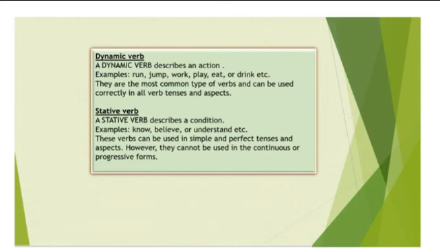Now, let's take an example here. I know you. Here, we are using the simple present, but can we use the progressive, like the present continuous? Can I say, I am knowing you, or I am believing you, or I am understanding you? No. Of course, understanding can be used in a different aspect, but here, in the stative meaning, you cannot use it for progressive tenses or aspects.